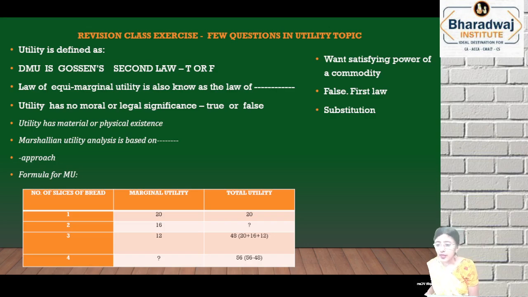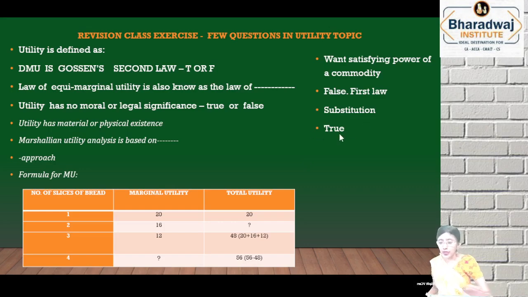Okay, yes. Then, utility has material or physical existence. True or false? False. Because it's a subjective phenomenon. It's a psychological phenomenon. In fact, you don't even have to consume or possess a commodity to measure utility. It's a subjective phenomenon. It's a thinking. So as to material physical existence, the answer is false.